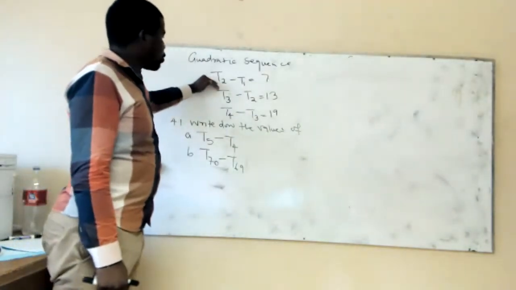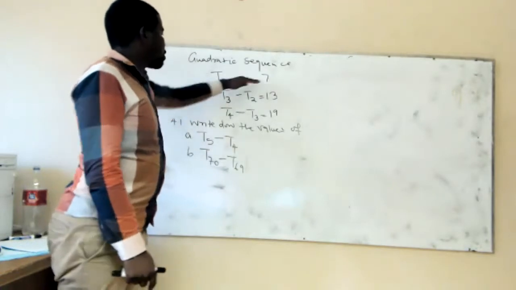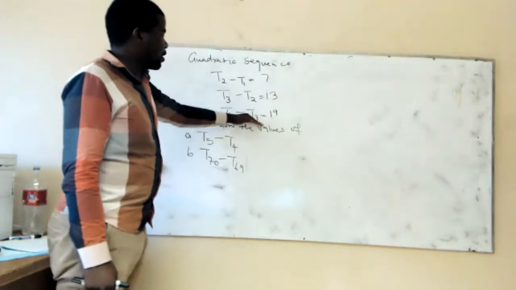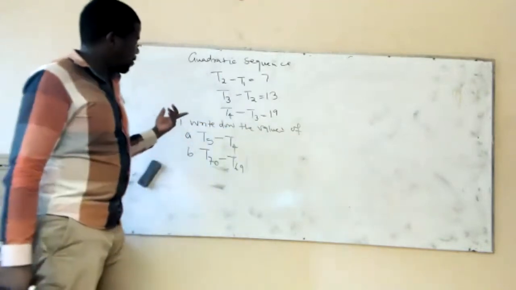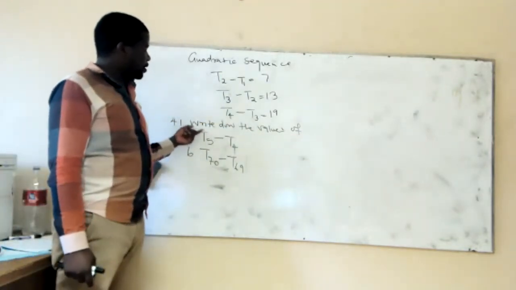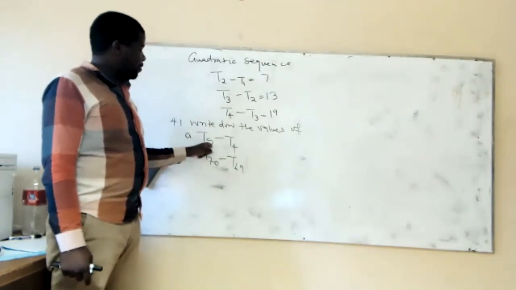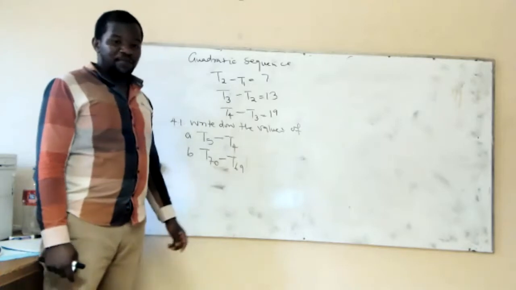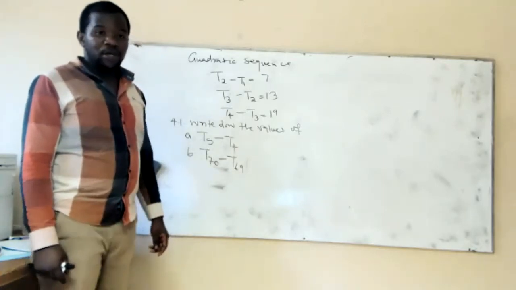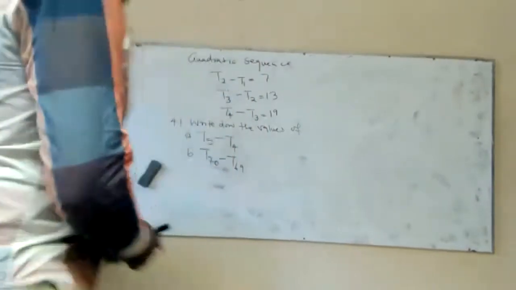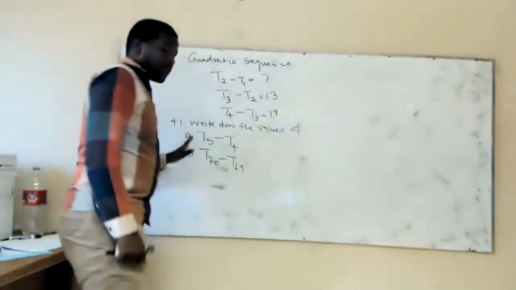T2 minus T1 is equal to 7. T3 minus T2 is equal to 13. T4 minus T3 is equal to 19. The first question requires us to write down the value of the difference T5 minus T4. I believe you can get this question right. So now, let me answer the question.